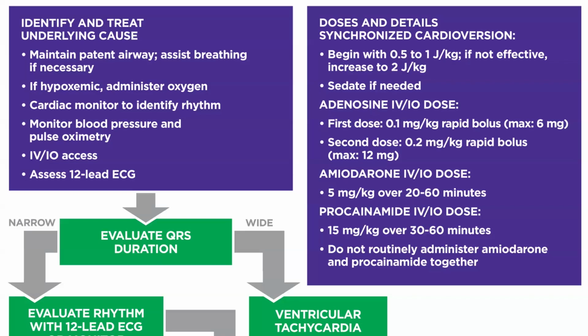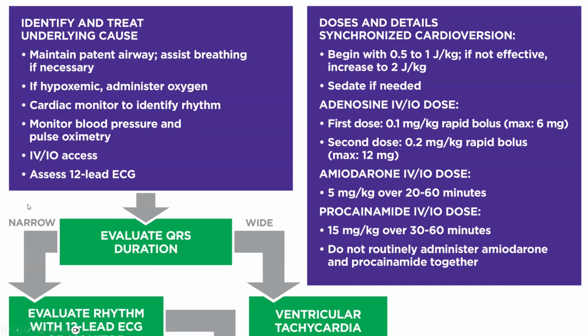The adenosine first dose is 0.1 milligram per kilogram, to a max of 6 milligrams. If it doesn't respond, go to the second dose, basically double the dose, 0.2 milligram per kilogram, to a max of 12 milligrams. If the patient doesn't respond, go ahead and give amiodarone 5 milligram per kilogram run over 20 to 60 minutes, or procainamide 15 per kilo over 30 to 60 minutes.